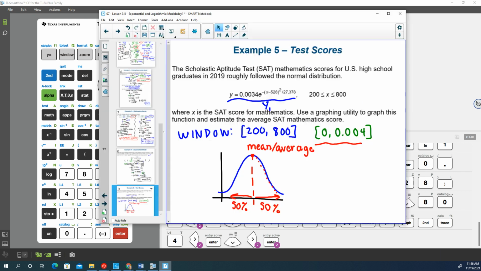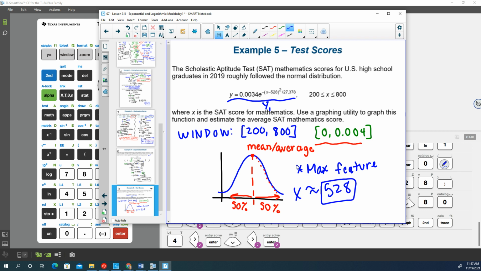Stop. Okay, so to answer this question, because X is representing the actual score, use the max feature. I got 528.0033. We got that the average score for the math SAT was about 528.